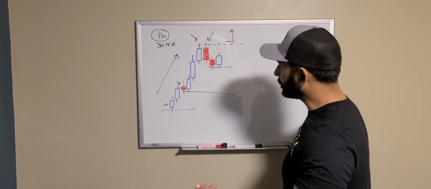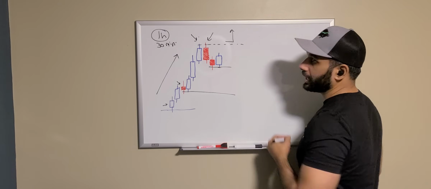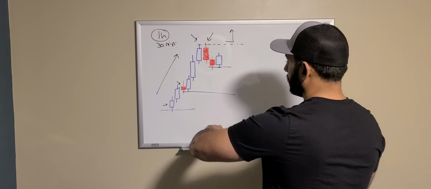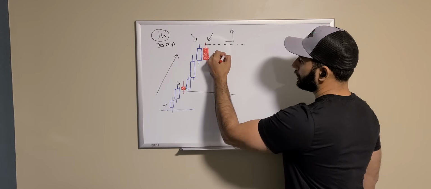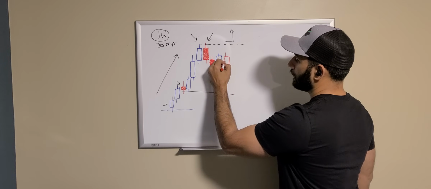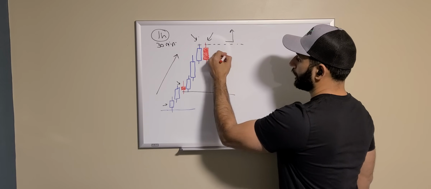So let's suppose that this support is being held. What you need to see is a bearish candle come down like this. We have a bearish candle forming right at support.